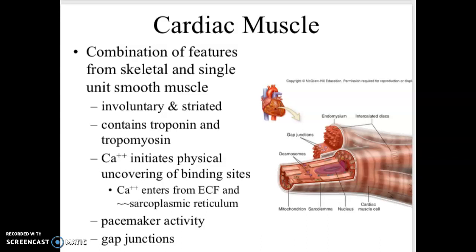We covered skeletal muscle and smooth muscle, so this will just briefly cover cardiac muscle. So cardiac muscle is involuntary and it is striated. It has troponin, it has tropomyosin, it uses calcium from the sarcoplasmic reticulum. A lot of this is very similar to skeletal muscle, but it has its own pacemakers and it uses gap junctions for the cells to directly communicate to each other.